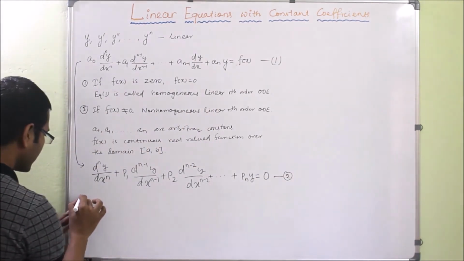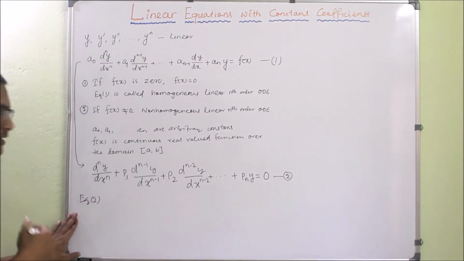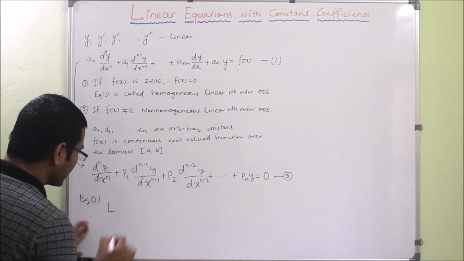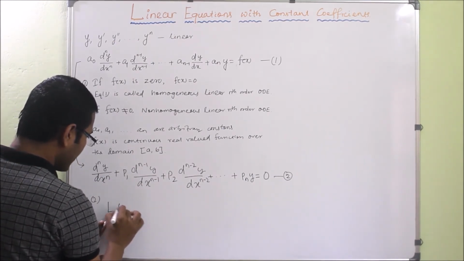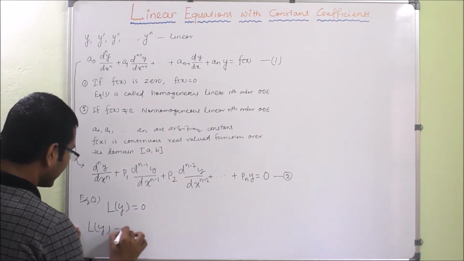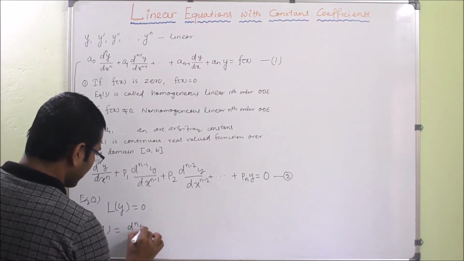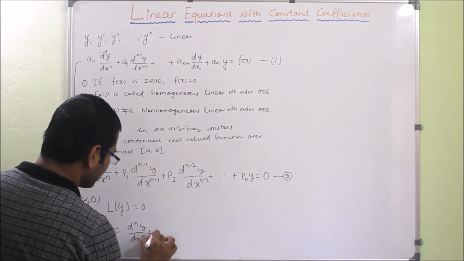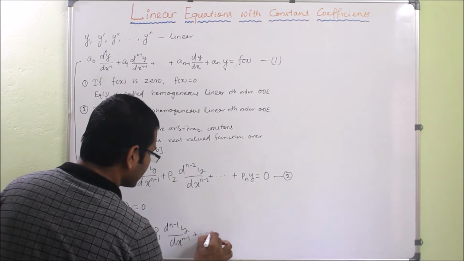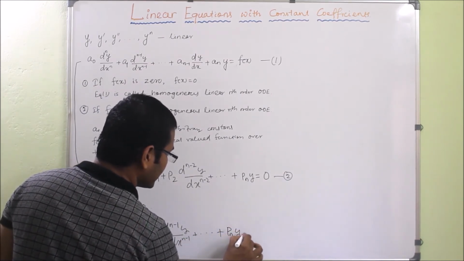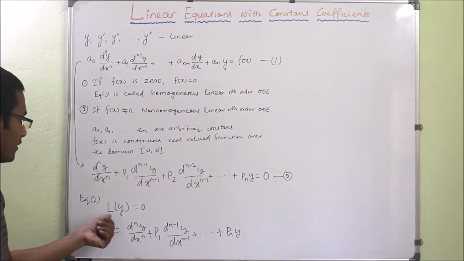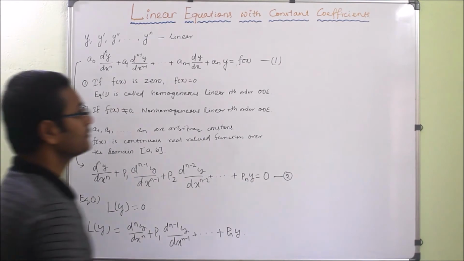Again this equation 2 can be written in operator form. So what will be the operator form? That I have to see. In compact form, what can I write? Ly equal to 0. So what is Ly? Ly is d^n y by dx^n plus p1 d^(n-1) y by dx^(n-1) plus and so on plus p_n y. This way we can write it. So this is L for linear. Okay, clear?